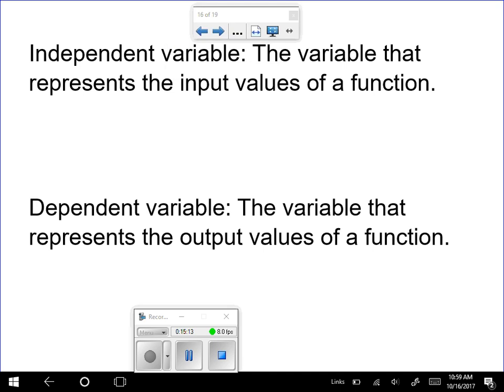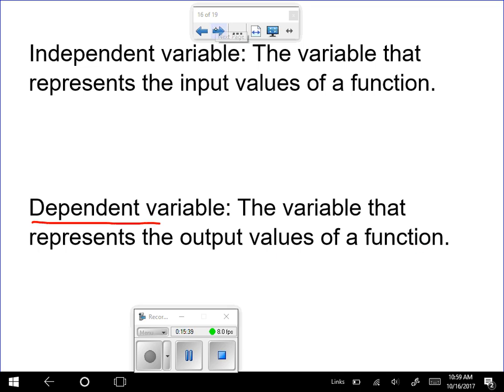All right, last part here: independent variables and dependent variables. Independent variables are the variables that represent the input values of a function. They stand alone. They're independent of anything else. The dependent variables, this kind of makes sense if you think about it, are dependent on whatever happens with the input. So it's dependent on the independent variable. That's the output values of a function.